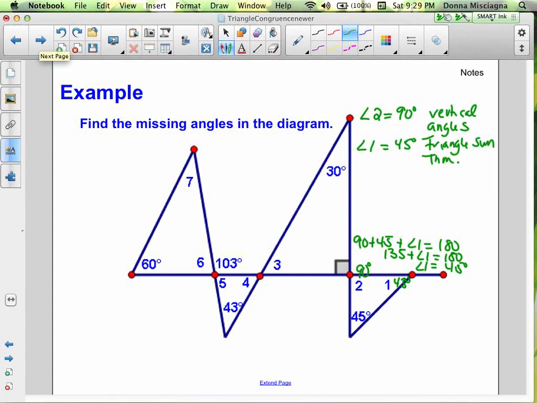Right, so notice I know two angles in the triangle, right? 90 degrees and 30 degrees, and those two plus angle 3 have got to add up to 180. 90 plus 30 is 120. Subtract 120 from both sides, angle 3 is 60 degrees. So now we've got angle 3, and again we use triangle sum theorem.